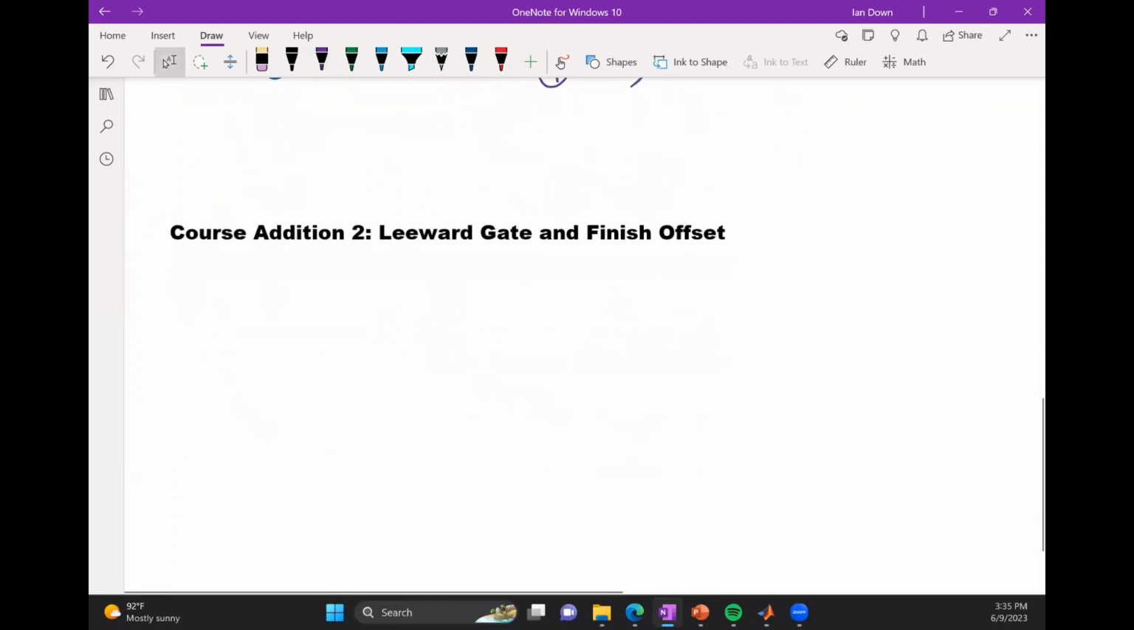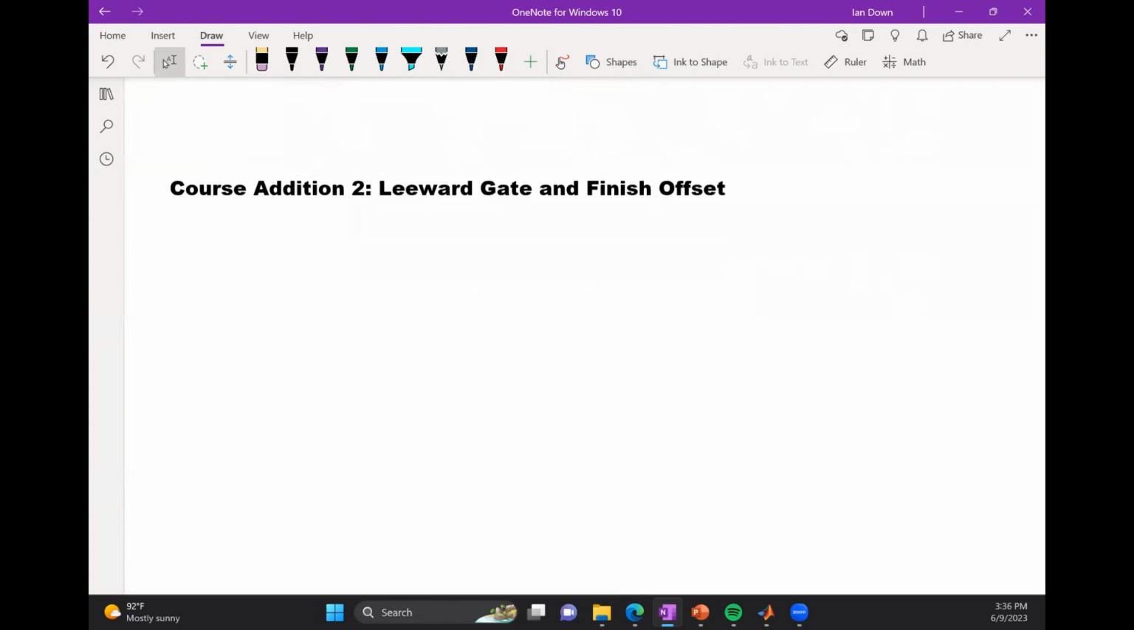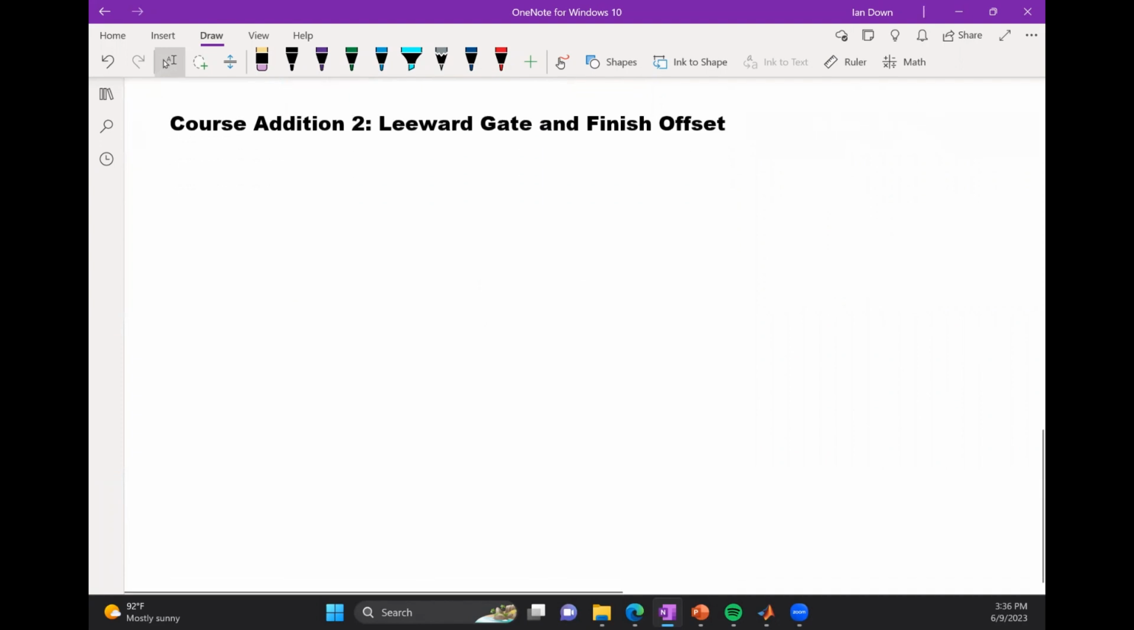All right, the last 2 course additions are the leeward gate and the offset finish mark. This course is very common in college sailing because it basically introduces a decision point where the sailors have to choose to either round the left side or the right side of this gate that I'm about to draw. And sometimes that decision splits the fleet. Sometimes it doesn't really matter. It depends all on the wind and the dynamics of the day and the time. But I'll go ahead and draw that.